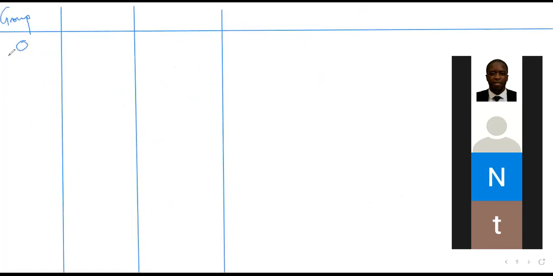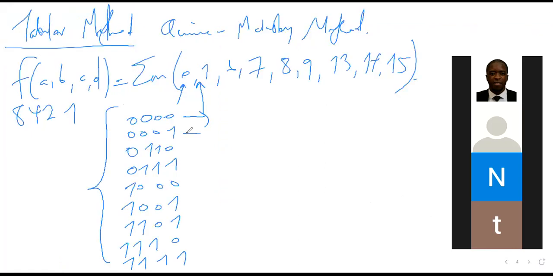So I have a group with 0 ones. That group has the minterm 0. We continue with this one. How many ones are here? We have 1, 1. Here we have 2. Here we have 3. We have 1 here. We have 2, 3, 1, 2, 3, 4.